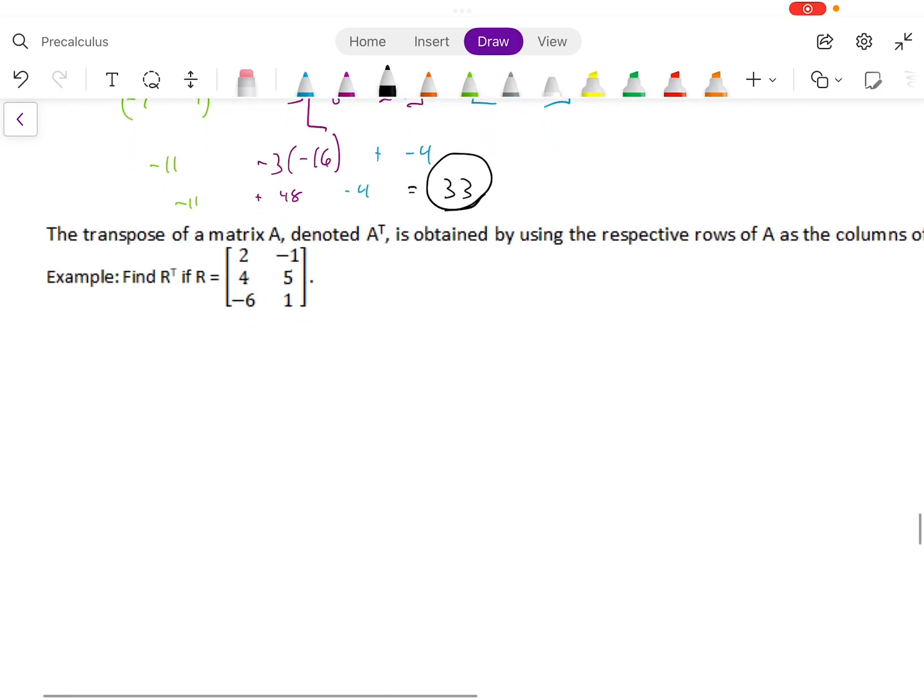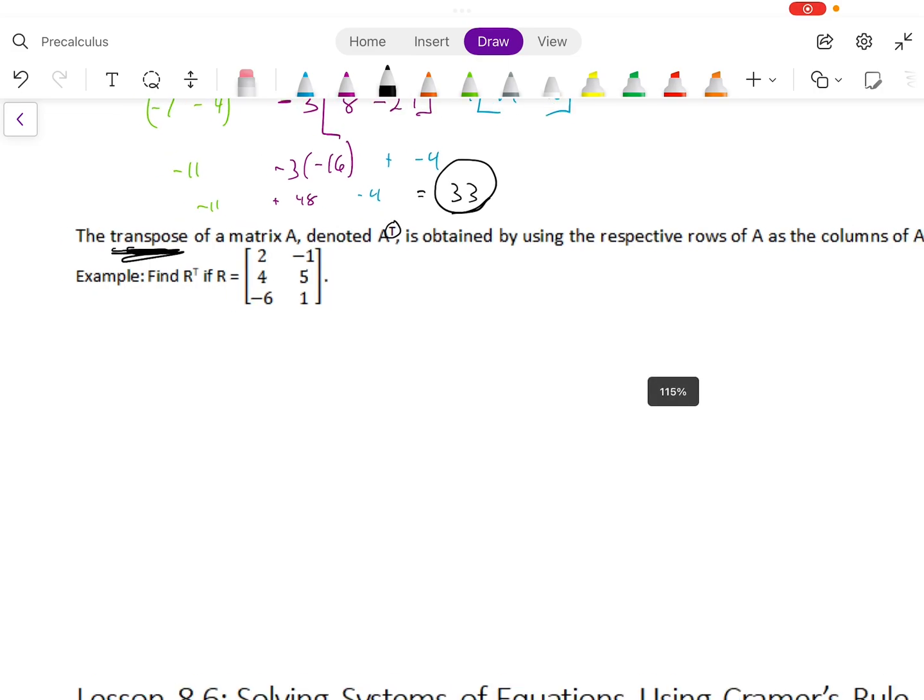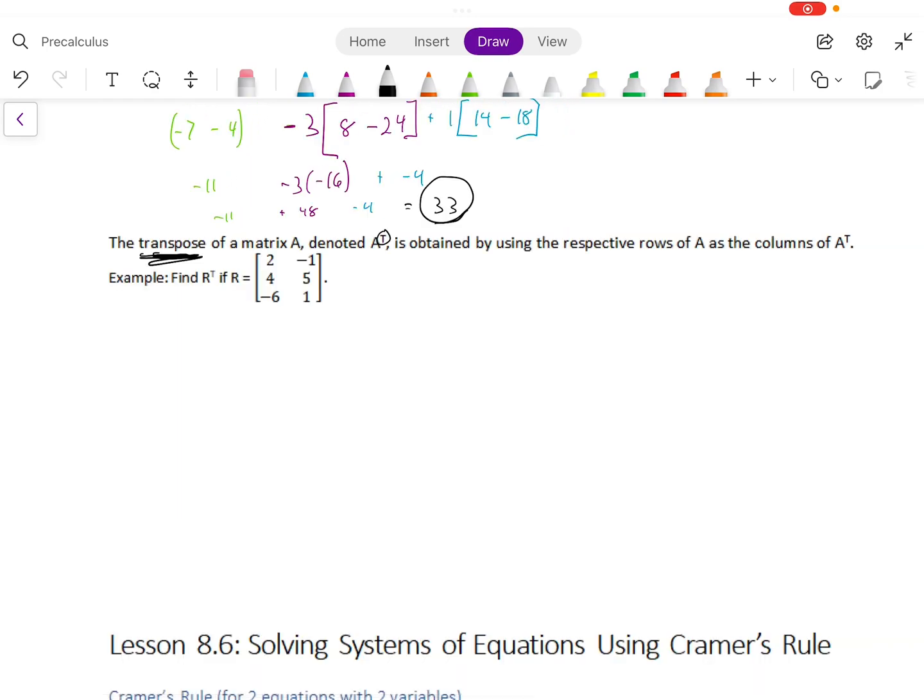All right, the last thing is just another term, the transpose. The transpose of a matrix A, denoted A with a superscript of T, is obtained by using the respective rows of A as the columns of A transpose. So all we're going to do is make the first row the first column, and the second row will become the second column, and the third row will become the third column. Or another way to think of it is the first column will become the first row.